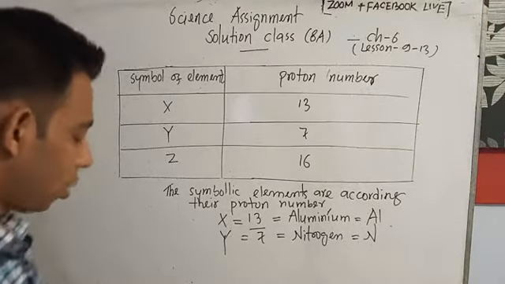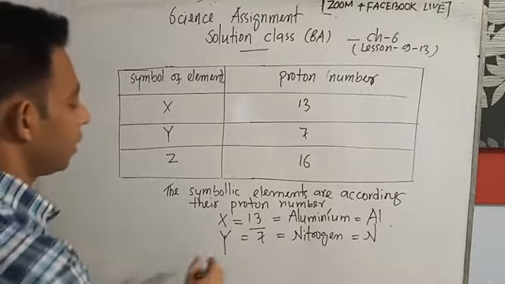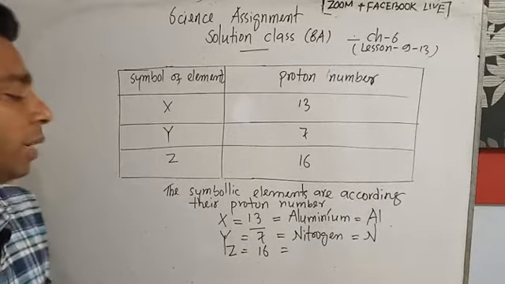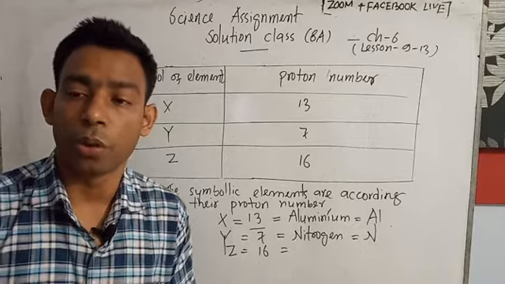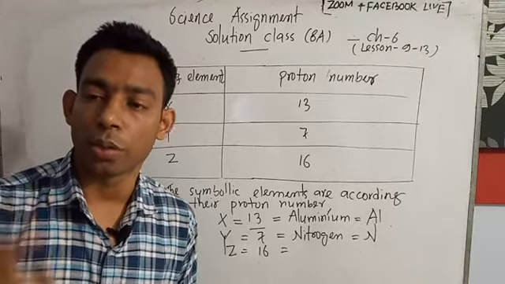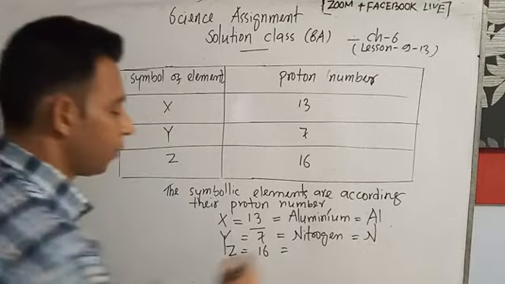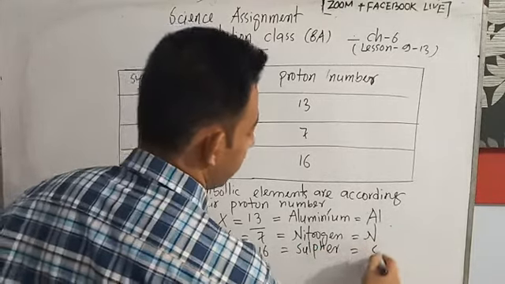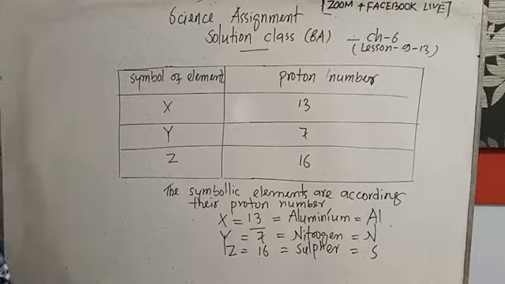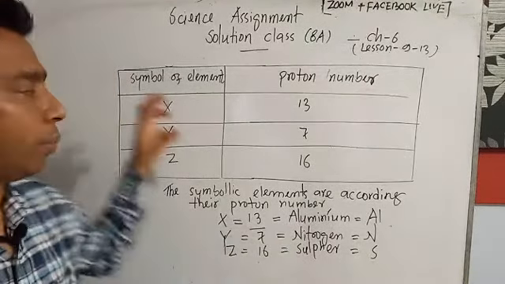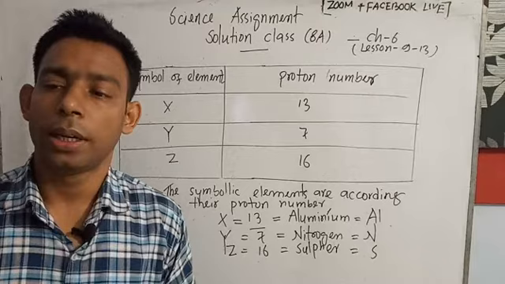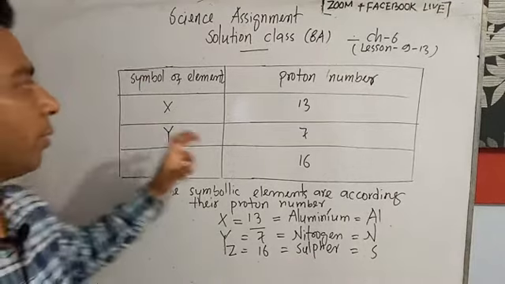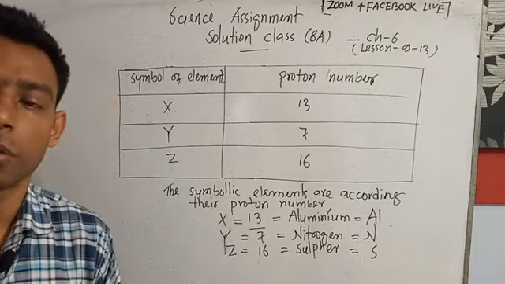Yes. Then the third one is given Z here, 16. The element in symbolic form is mentioned there. We know from the list of 1 to 20 that the element with number 16 is sulfur. So this will be sulfur, and S is the symbol. So finally we got the symbolic elements. Very interestingly, we can go through and try to understand here.